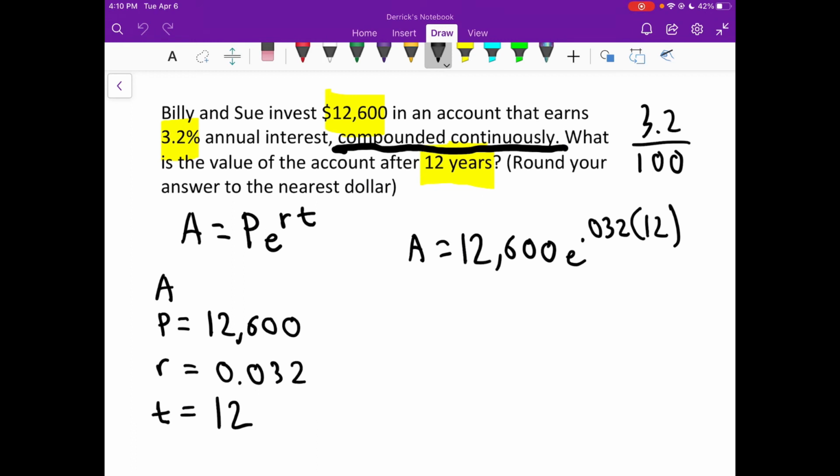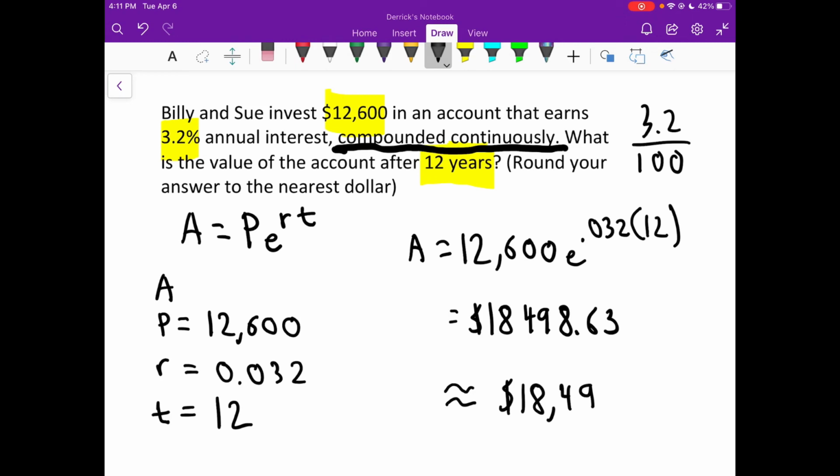If you type all of that in correctly, then you should get $18,498.63, which, if you then rounded to the nearest dollar, like the question asks you to, would be $18,499 if you're rounding up.